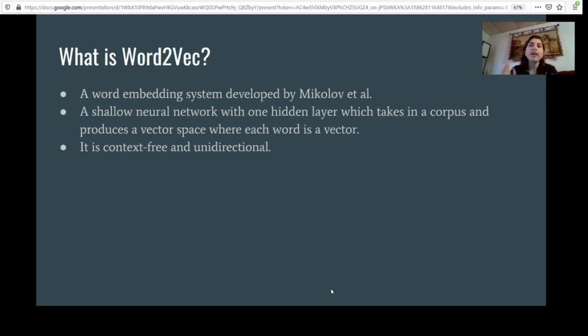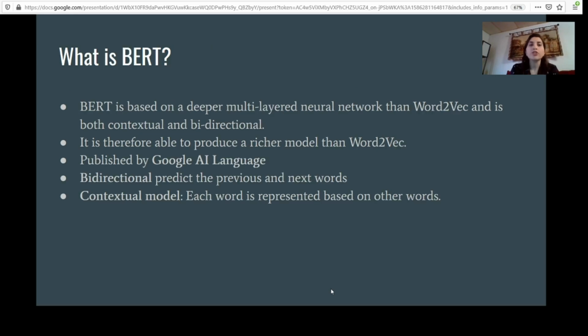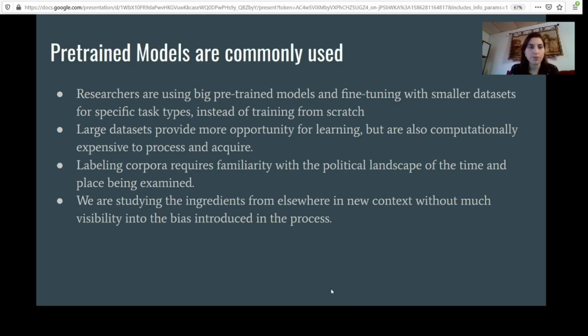Word2Vec is one type of word embedding. It's a shallow neural network with 3 layers, one hidden layer. It's context-free and unidirectional, as opposed to BERT, which is based on a deeper multi-layered neural network than Word2Vec, and it's both contextual and bidirectional. It is able to produce a richer model because of all those features. By bidirectional, I mean it can predict the previous and next words. By contextual, we mean each word is represented based on other words, and it's published by Google AI. We're using BERT in this research.